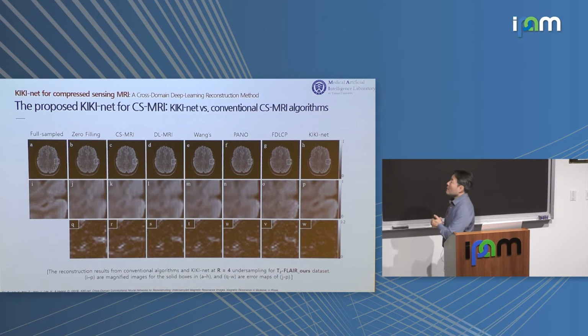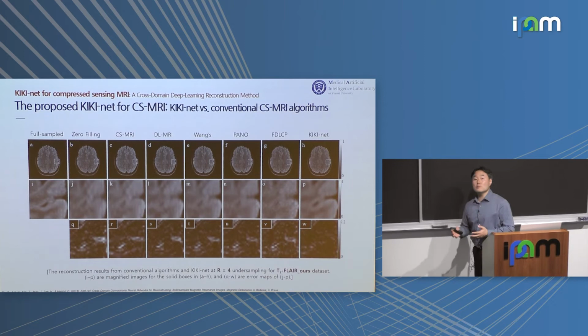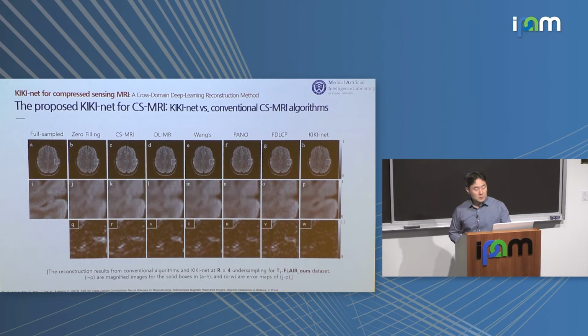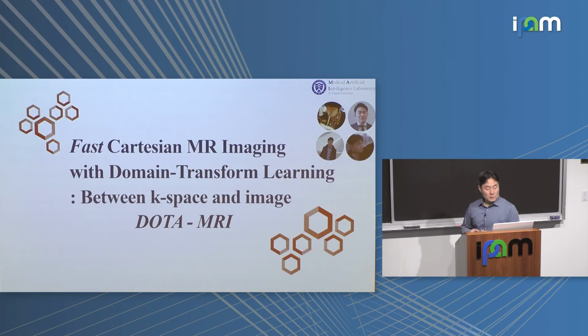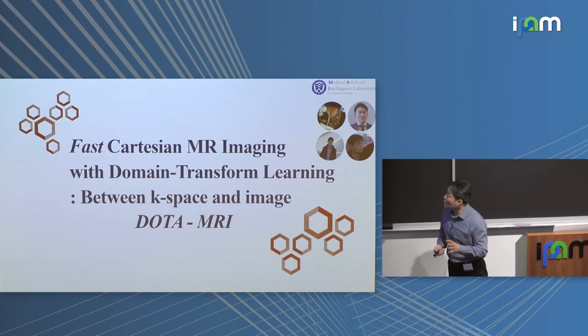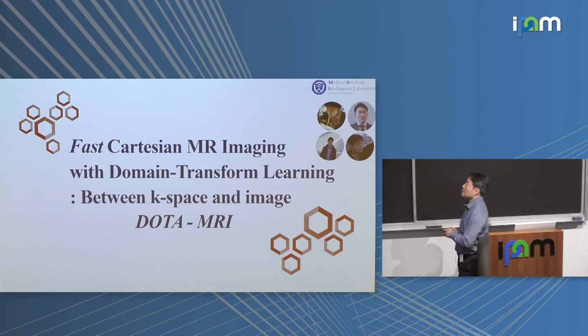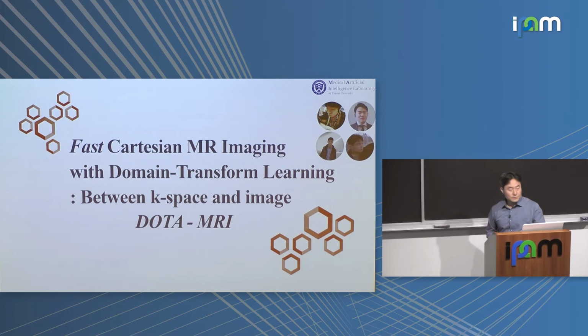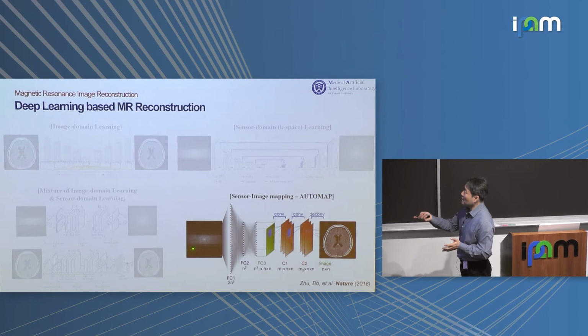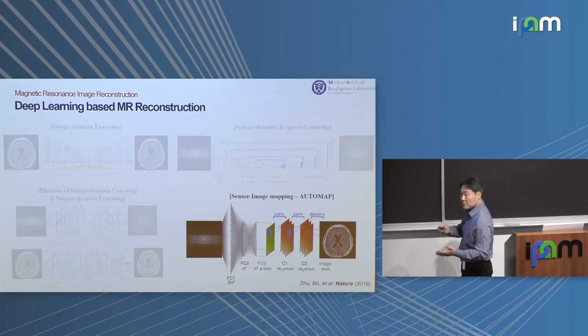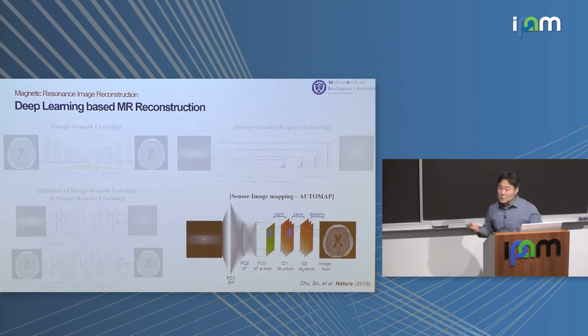Anyway, looking at these results, there is still a lot of room to improve even using the deep learning techniques. So we went to the next step. Based on the KikiNet, we incorporate the domain transform learning technique. And my students called it DOTA MRI. It's a somewhat hybrid space, between k-space and the image space. All right, I introduced this AUTOMAP concept. It receives the k-space data and the network learns everything, including the domain transform, such as the Fourier transform, to produce this image, which is good, I think.